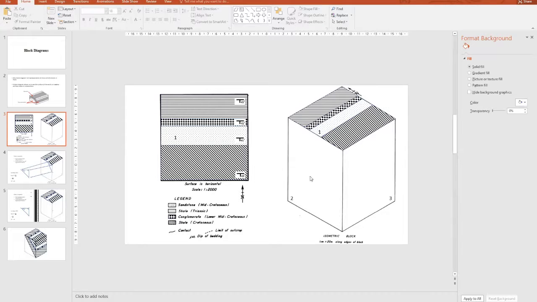We have a block diagram here on the right whose map view, or face 1, is shown on the left. As seen from the symbols, the strike of the bed is perpendicular to the north and the beds are dipping south. Based on this information, we try to think how beds would appear on face 2 and face 3.